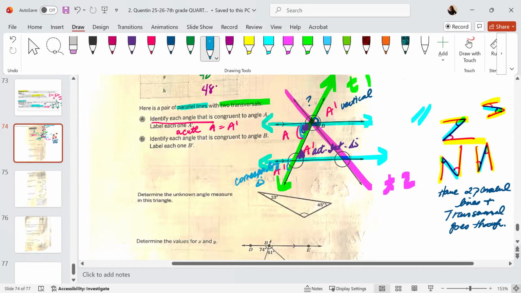Corresponding angles. Wait, so the first one's alternate. The first one is vertical angles. Vertical. Okay, so vertical. But you probably don't need to know that, as long as you know that the X, like these two, are equal. Do you see that? Yeah.